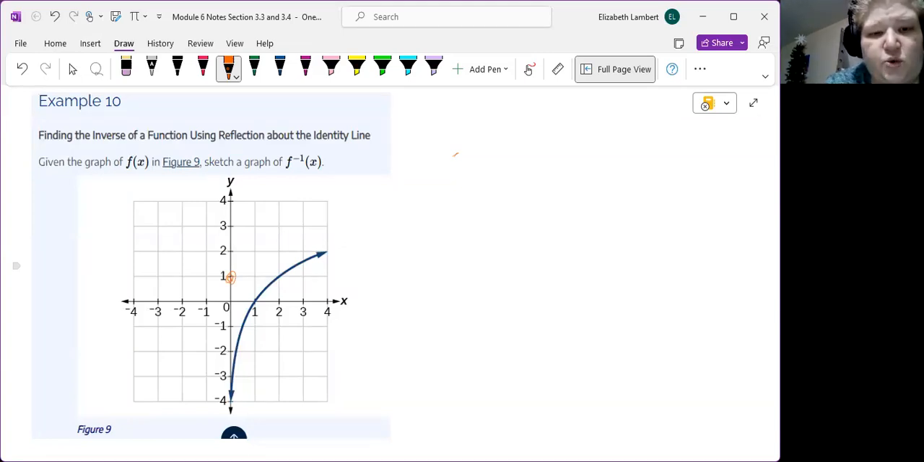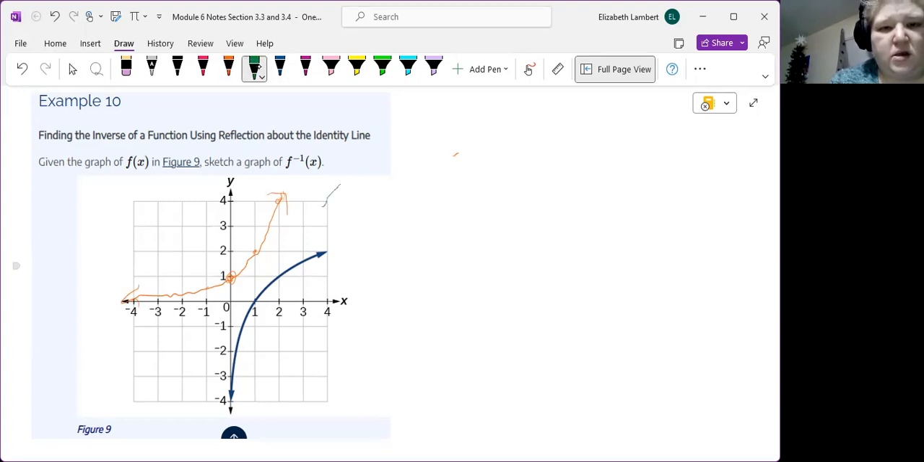This goes through 2, 1. So our inverse will go through 1, 2. This goes through 4, 2. So our inverse will go through 2, 4. And then over here, negative 1 looks to be about a half. And all the rest just get closer and closer to the axis. So there is our rough sketch of the inverse.